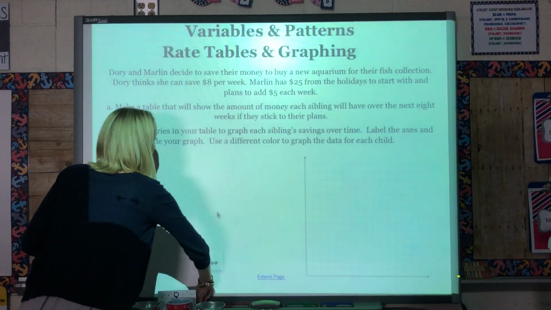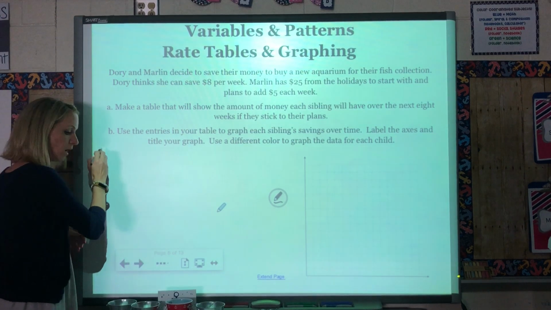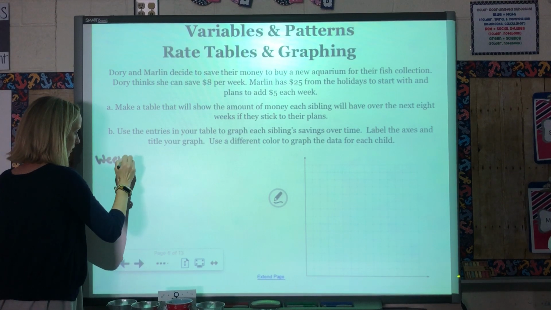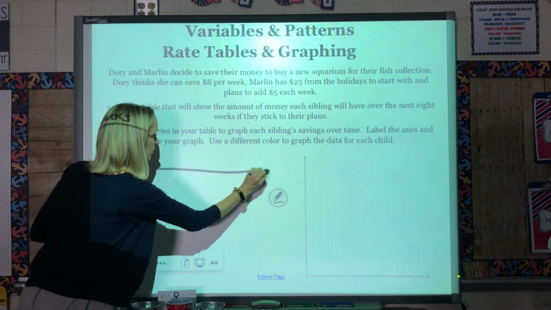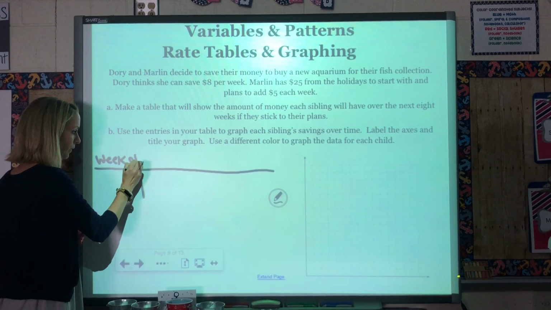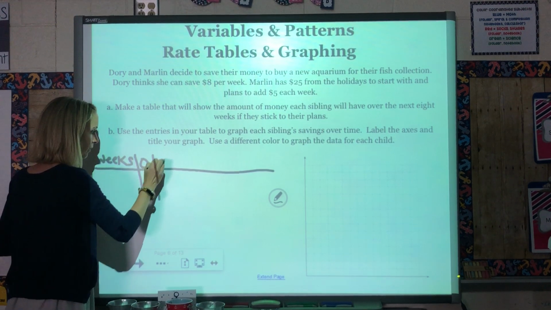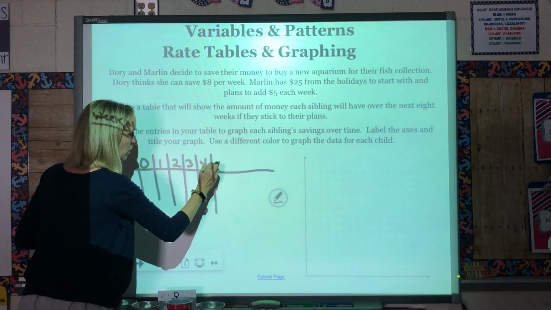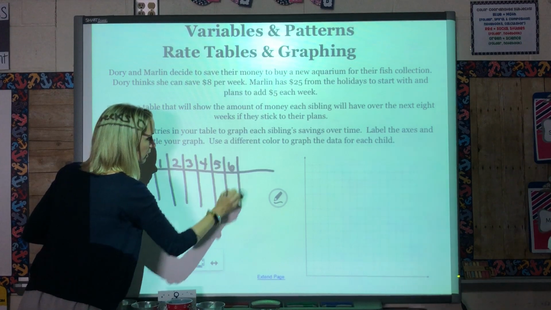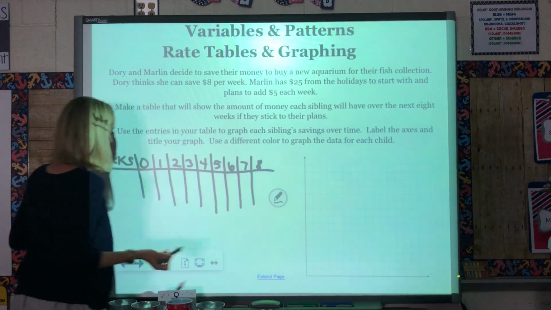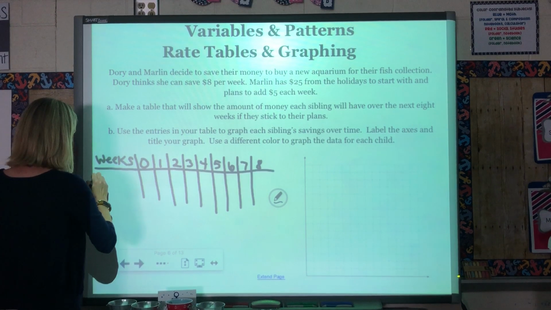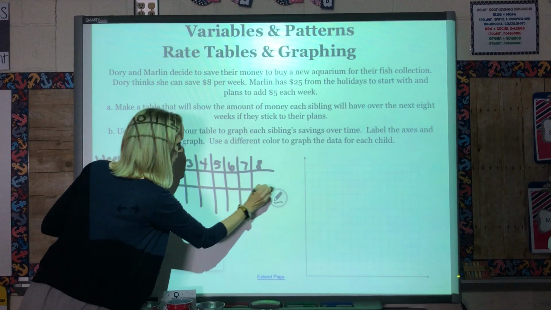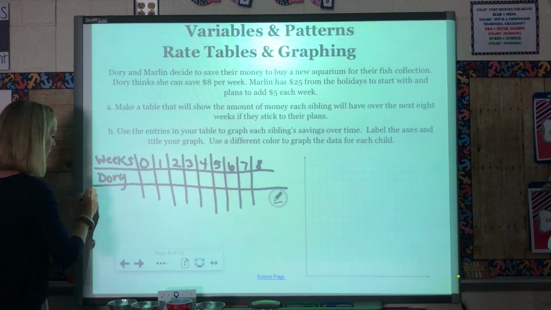So as I'm setting up my table, I know that I have Dory, so I have the weeks going across the top here. And I'm going to start with 0 weeks. So we have 0, 1 week, 2 weeks, 3 weeks, 4, 5, 8 weeks. And then we have Dory, and we have Marlin.